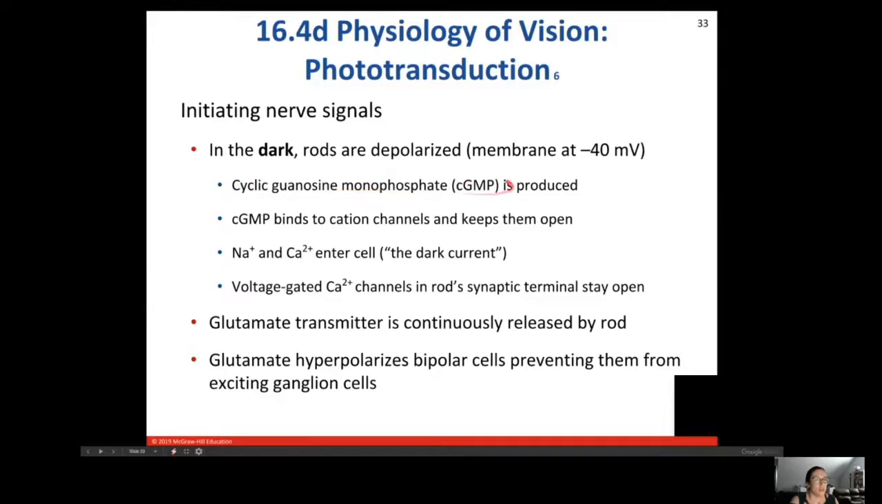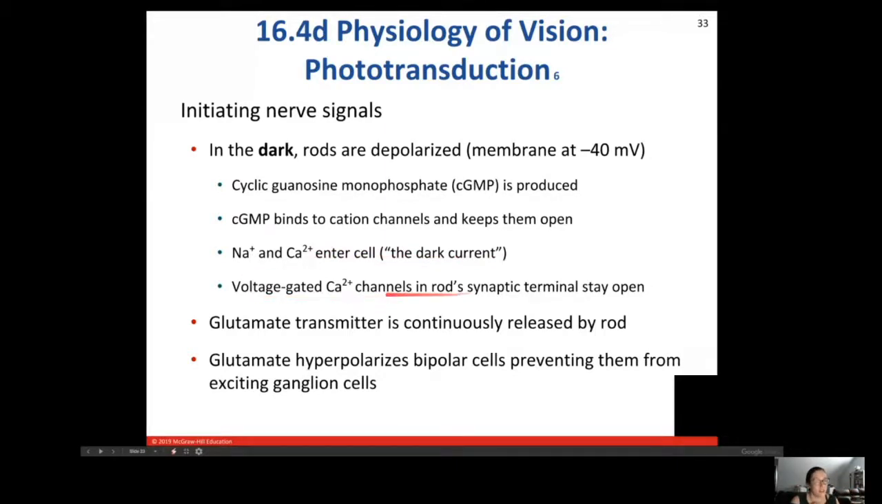And something called cyclic GMP, or cyclic guanine monophosphate, is produced. Cyclic GMP binds to cation channels and keeps them open. These cation channels are going to let in cations, and in this case, sodium and calcium are both entering the cell. This is called the dark current. So in the dark, this is what's happening.